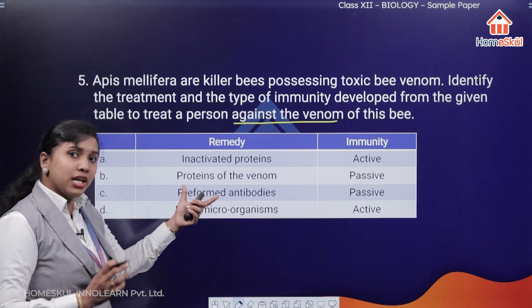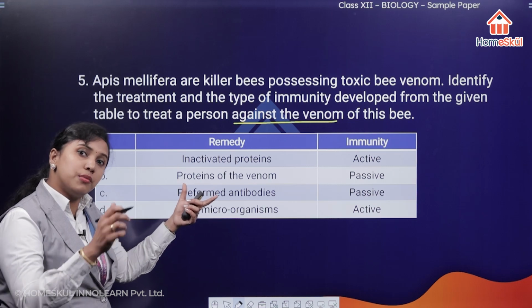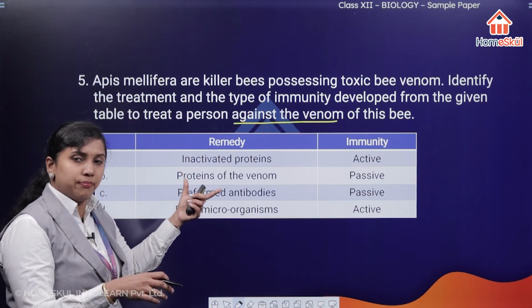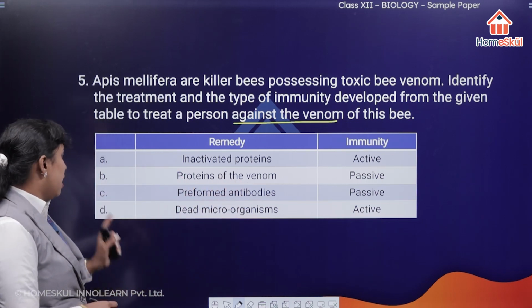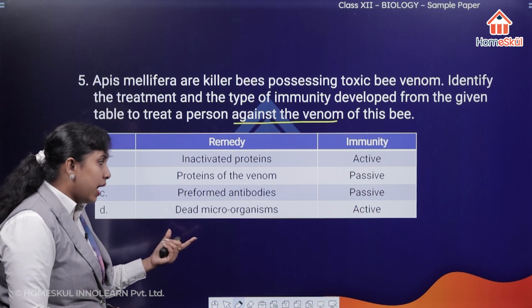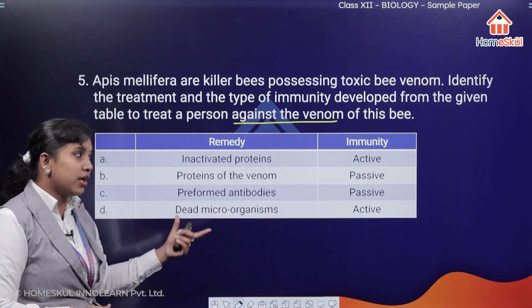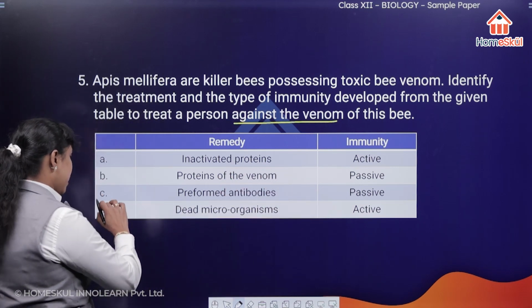No. If we are injecting proteins of that particular venom, we are making our immune system identify and act against that. So, it is not a passive form. It is definitely an active form, right? So, this is not the right option. Then option C, preformed antibodies, passive immunity. Definitely, preformed antibodies provide passive immunity and we will be going for option C only.